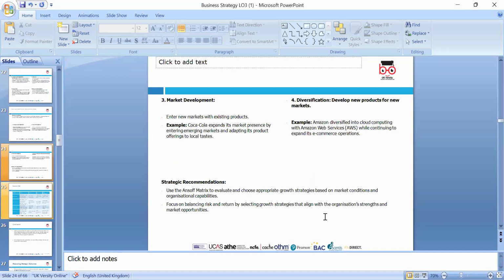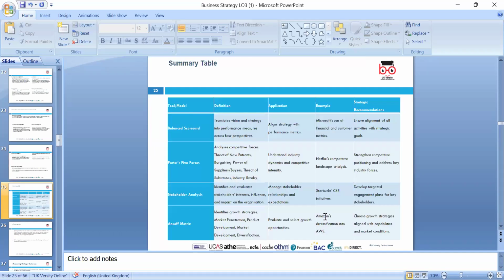Amazon Web Services, while continuing to expand e-commerce and even opening physical stores, and initially they taught us how to read books online. Strategic recommendation: using these matrices, we can recommend the brand risk and return on the selected growth strategies. Then we can summarize it all: whichever company will use the balanced scorecard, Porter's 5 forces, stakeholder analysis, Ansoff analysis.